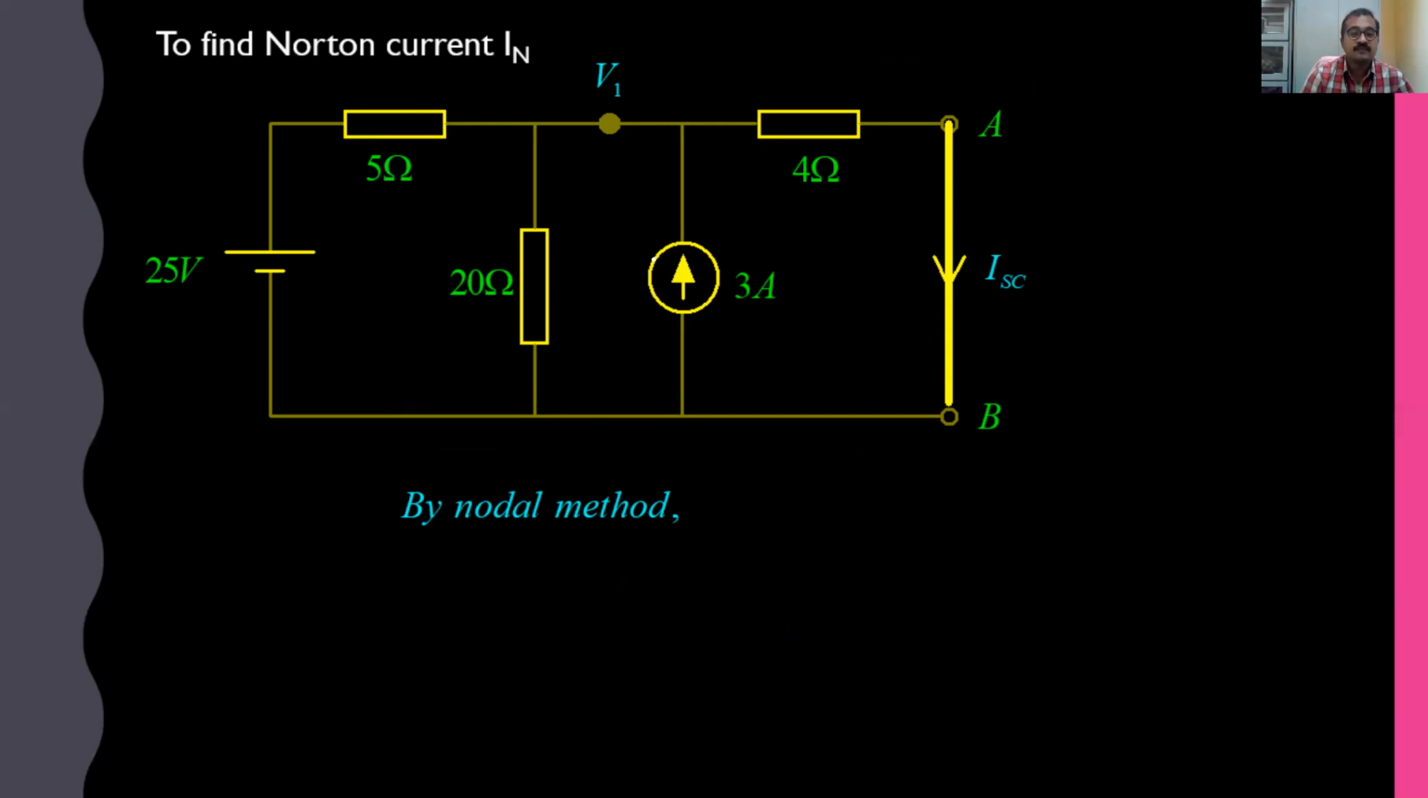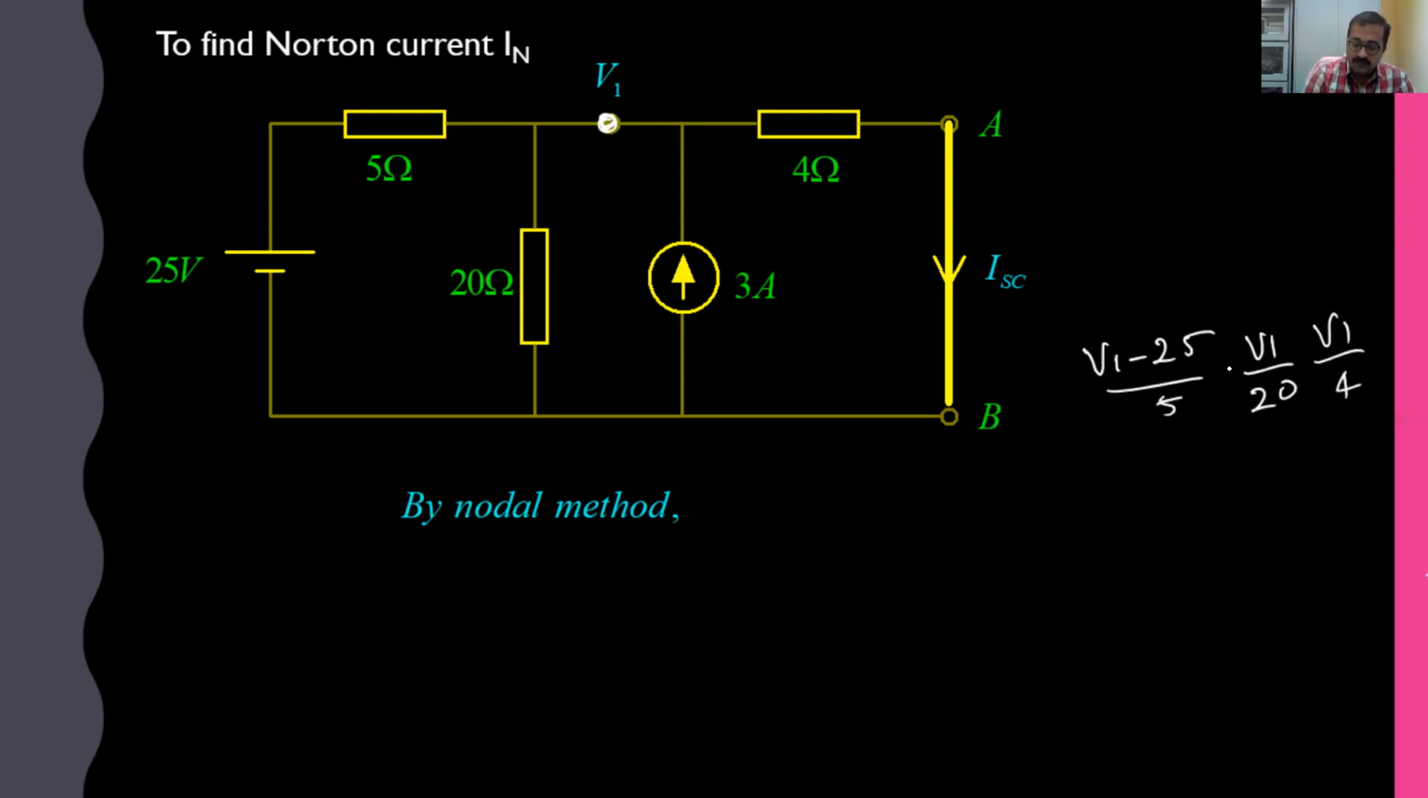What is the nodal method? It is based on Kirchhoff's current law: the algebraic sum of currents at a junction or at a node must be 0. So I assume that here I have a node which is at a potential V1. What will be the current through 5 ohm? It will be V1 minus 25 divided by 5. Then the current through 20 ohm is V1 divided by 20. And the current through 4 ohm is V1 divided by 4. These are all currents leaving this node.